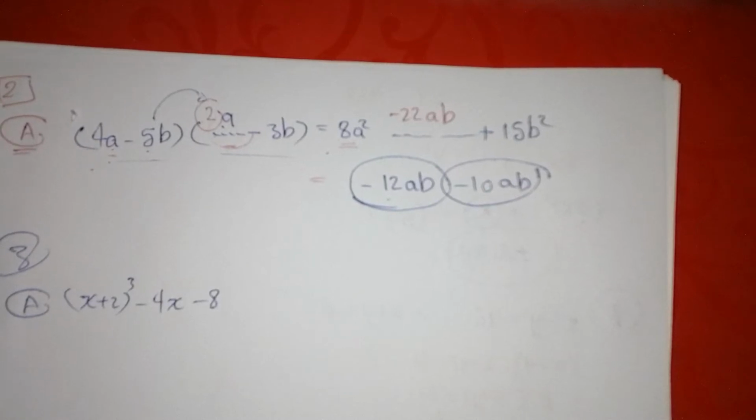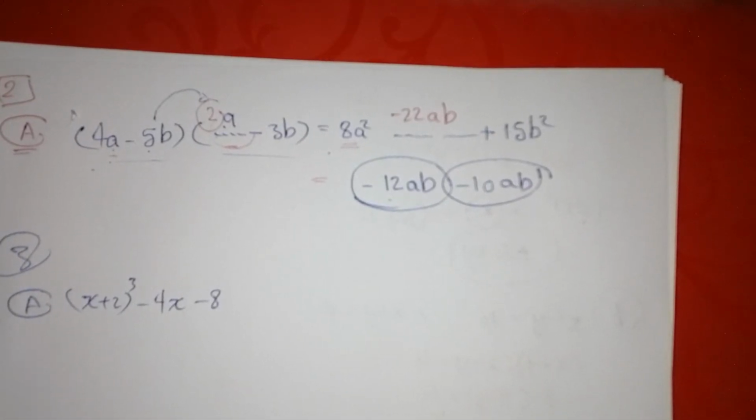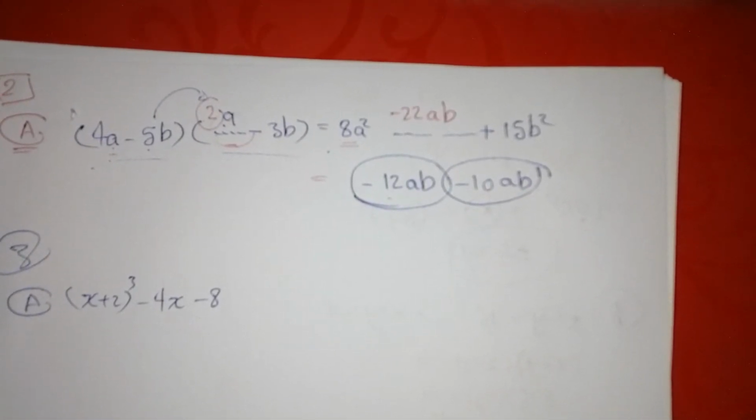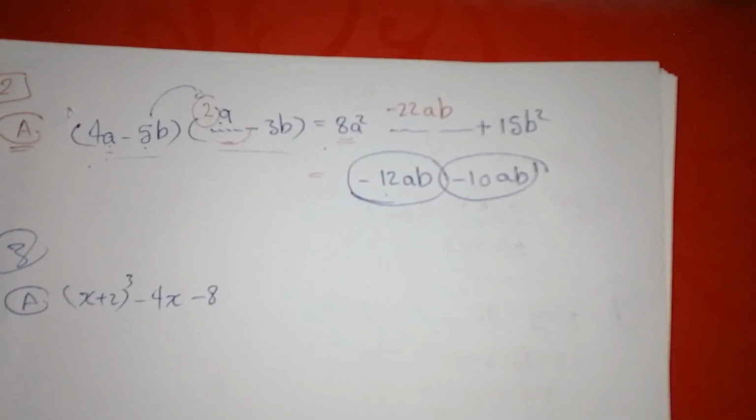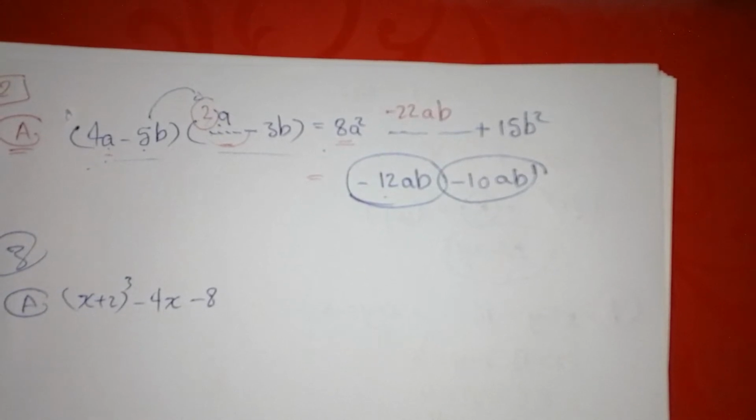So the rest of number 2 is the homework. Number B, C, D, and E are given as homework. Number 3, factorize each of the following expressions.